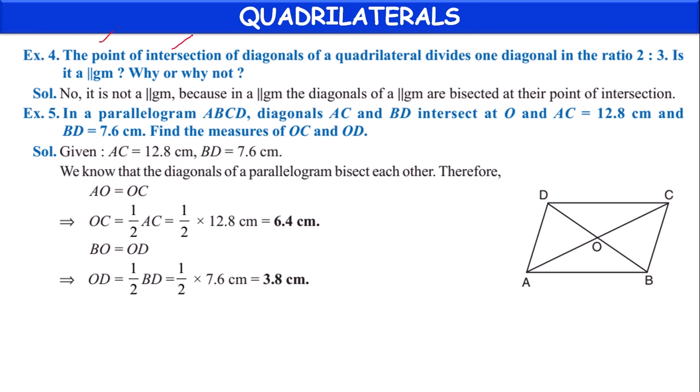The point of intersection of diagonals of a quadrilateral divides one diagonal in the ratio 2:3. The point of intersection of diagonals of a quadrilateral means we have a quadrilateral ABCD, which is not a parallelogram. They have not given that here. It's just a quadrilateral.